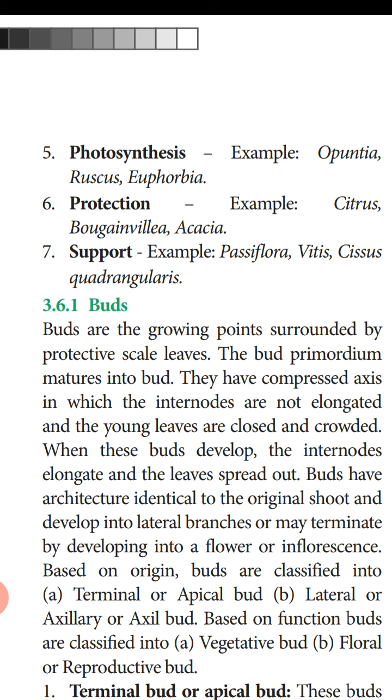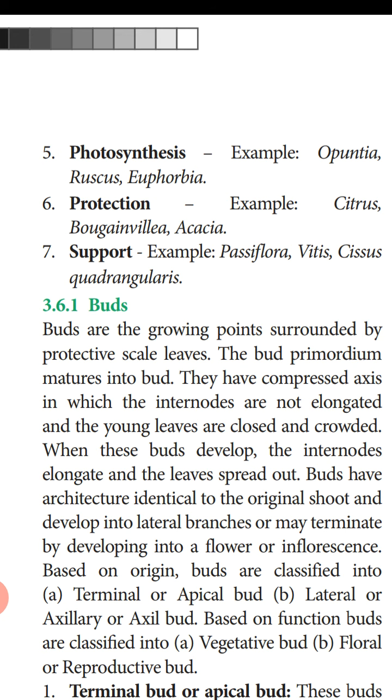Buds have architecture identical to the original shoot, and they develop into lateral branches or may terminate by developing into a flower or inflorescence. So these buds help in the elongation of the shoot, or they help in the formation of branches, or sometimes they end by the formation of flowers on the tip of the plant.